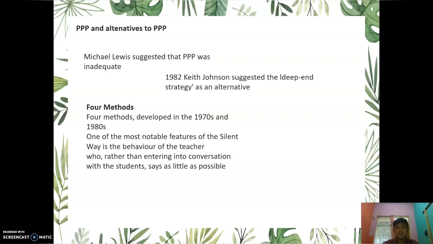A typical Total Physical Response lesson might involve the teacher telling students to pick up the triangle from the table and give it to me, or walk quickly to the door and hit it. When the students can respond to commands correctly, one of them can then start giving instructions to other classmates. Crucially, in TPR, students don't have to give instructions themselves until they are ready.